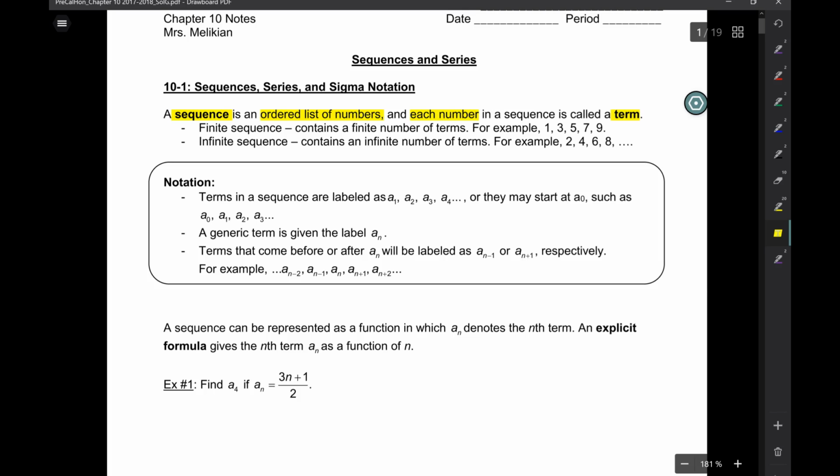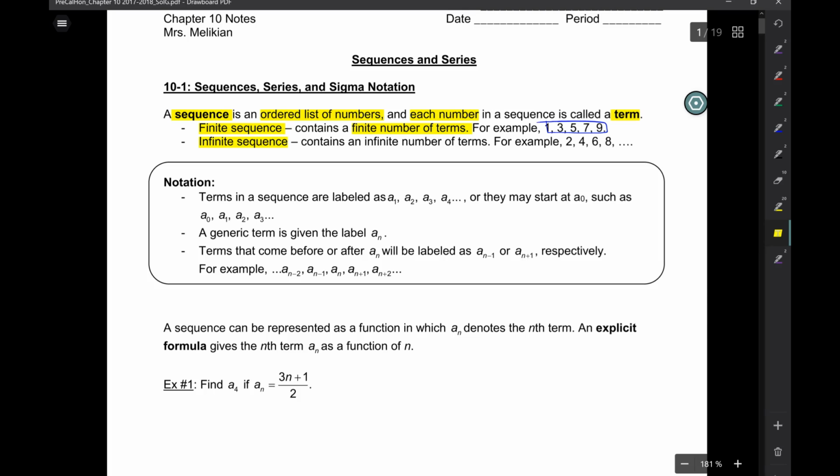All right, so we have two types of sequences. There is a finite sequence, which contains a finite number of terms, right? Like this here is a finite sequence, 1, 3, 5, 7, 9. There are 5 numbers in there. That's a finite sequence. So if there is a specific number of terms in a sequence, it's finite. It could be 5 terms. It could be 3,764 terms. Still, it's finite.